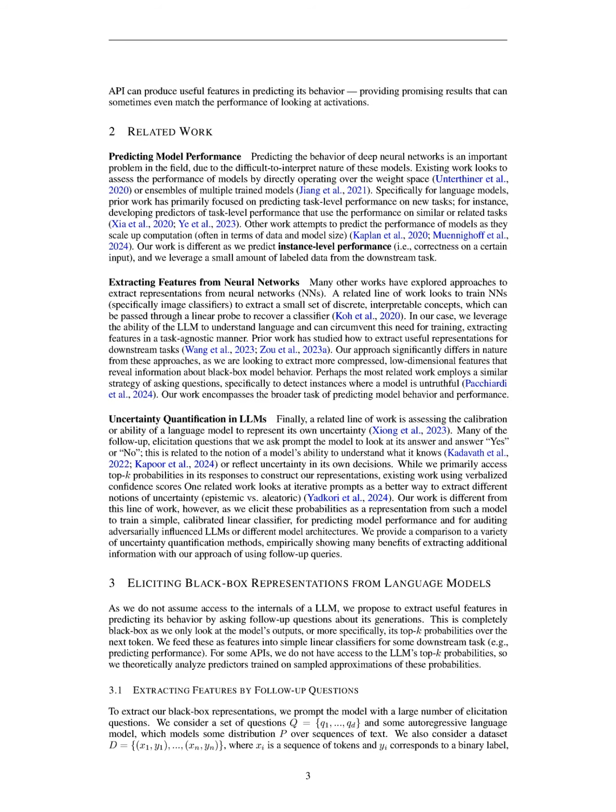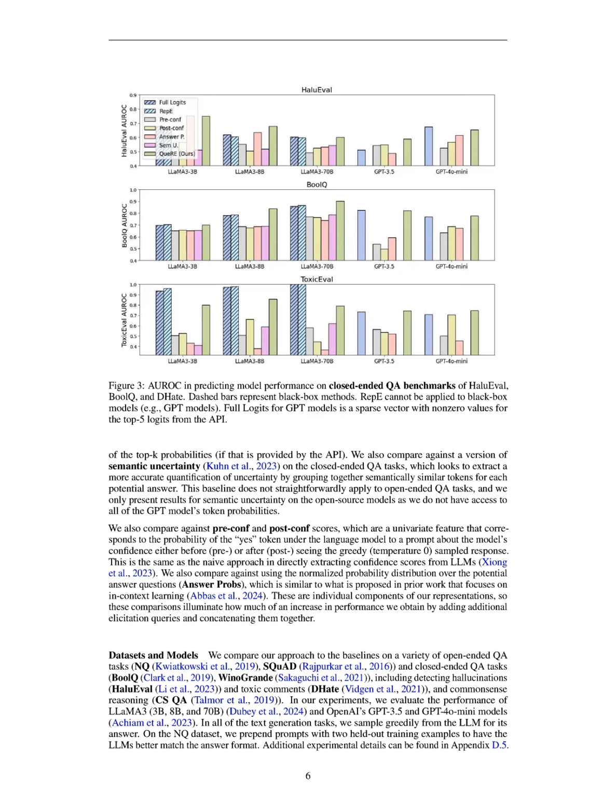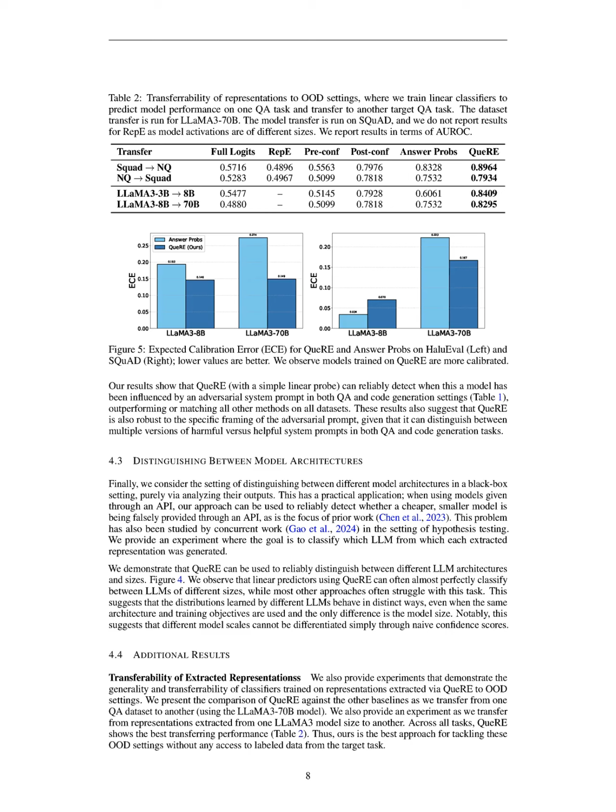Specifically, it seeks to extract useful representations for predicting model performance by querying the LLM about its own outputs through follow-up elicitation questions. This approach allows for the prediction of instance-level performance, such as the correctness of specific answers, without requiring access to the model's hidden states or activations. The method demonstrates that the probability distribution over responses to these questions varies significantly based on the correctness of the original answer, enabling accurate predictions even in high-stakes settings. Ultimately, KRE provides a robust framework for assessing LLM behavior and performance, distinguishing between different model architectures and detecting adversarial influences, all while operating in a black box context.